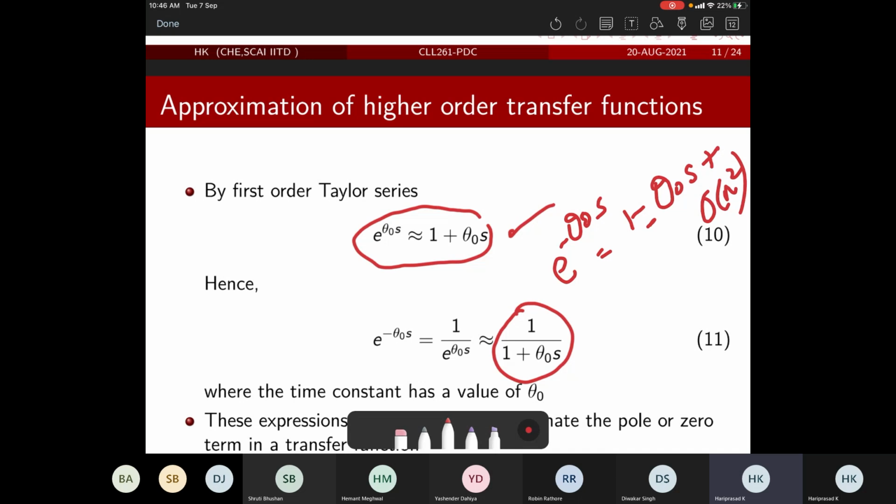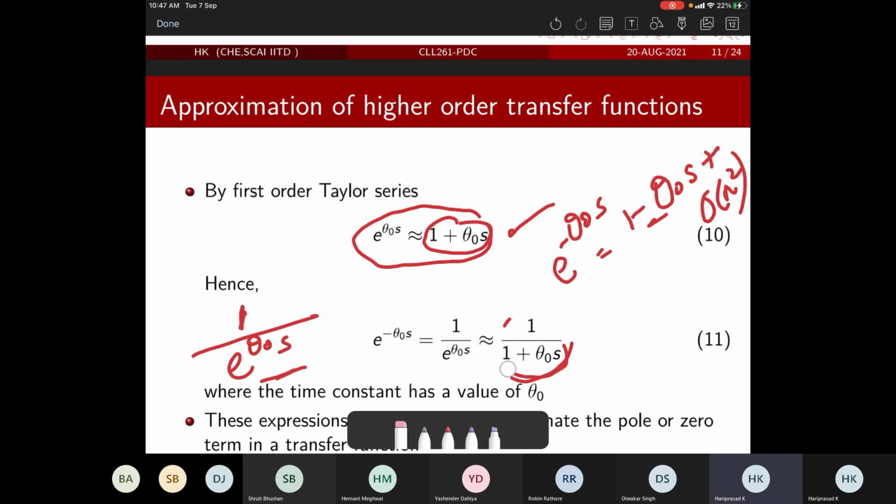So somebody has proposed, if this negative brings in a problem, you can also assume the following. Okay, what is that? e raised to minus theta naught s, we write it as 1 by e raised to theta naught s. So when you expand this, there won't be a negative, because it would be theta naught s. So this would be in this particular form.